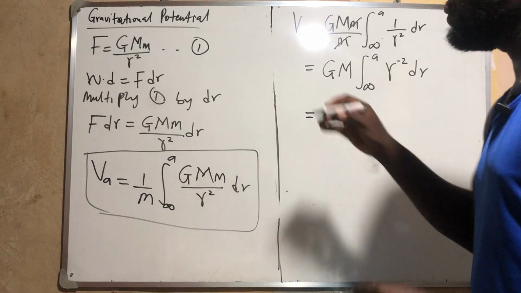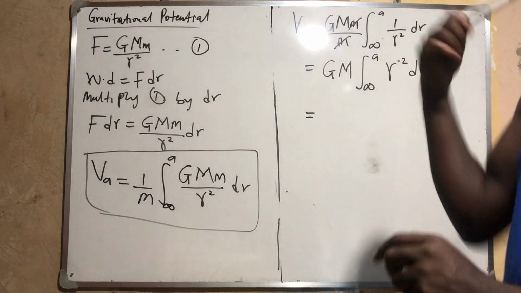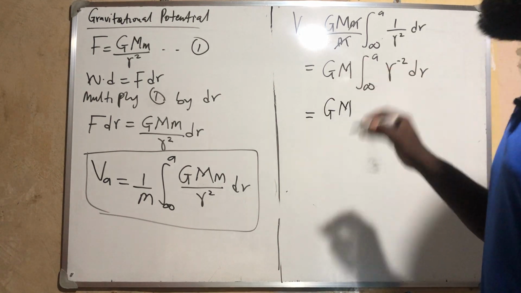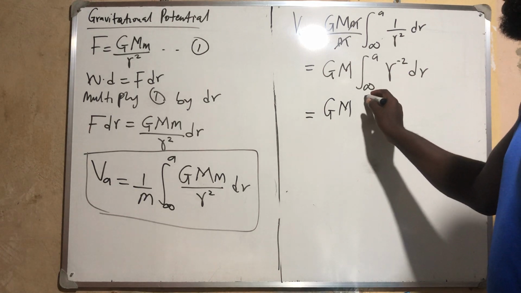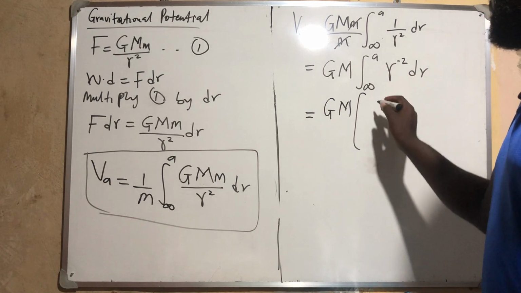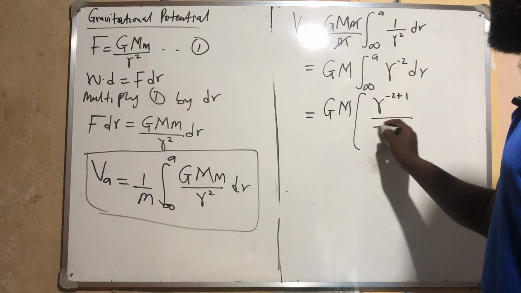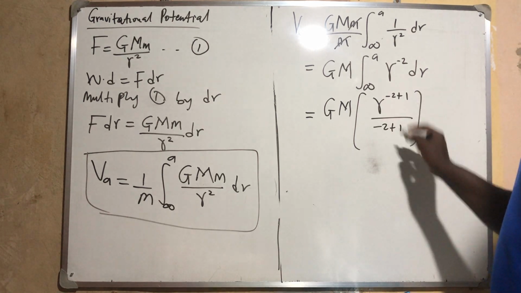So if you have not watched my video on integration, please do that. It will help you to understand that. So I have my GM. Now if I want to add 1 here, I will have what? I have r raised to the power minus 2 plus 1, all over the same minus 2 plus 1. Okay, that is how to integrate.